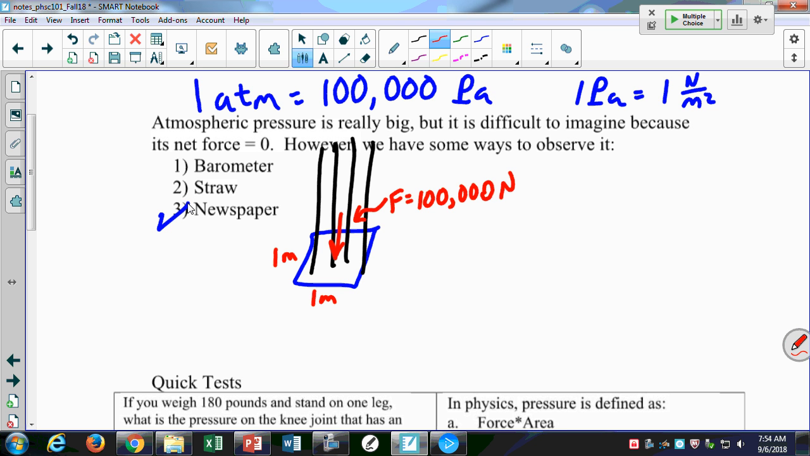So we also see atmospheric pressure at work in a barometer. Actually, let me show you the straw first. You ever used a straw? You know how straws work?